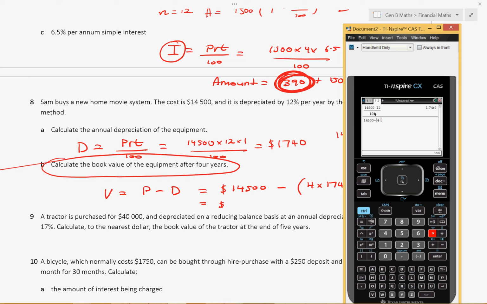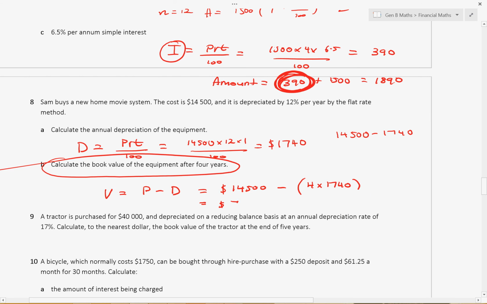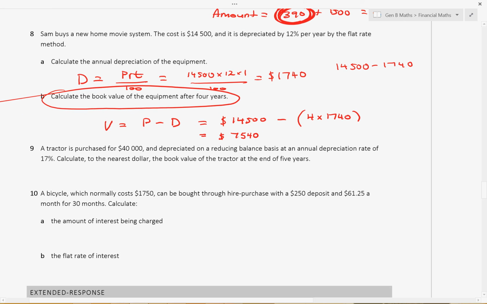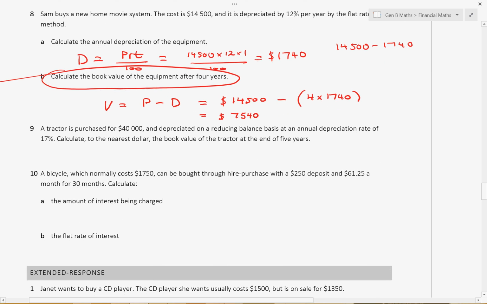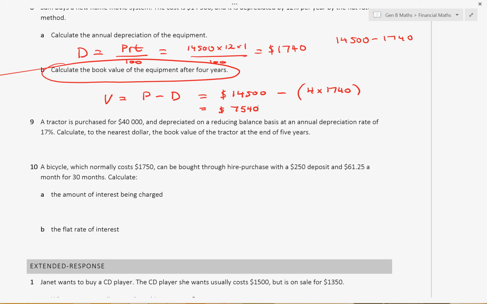4 times 1740. Oh, what did you get? $7,540. Is that right? Good. Now, I'm going to pause this here and I'm going to get you to have a go at questions 9 and 10, please. Just for a sec if you haven't already done so.